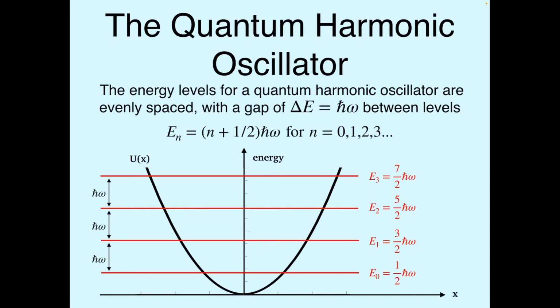But notice the gap in between the energy levels is always just h bar omega, right? If I go from n equals 0 to n equals 1, the gap is h bar omega. If I go from n equals 1 to n equals 2, the gap between those energies is h bar omega. We can call that gap delta E, and that's just equal to h bar omega. So the energy levels are evenly spaced for the quantum harmonic oscillator. That's what's happening here.